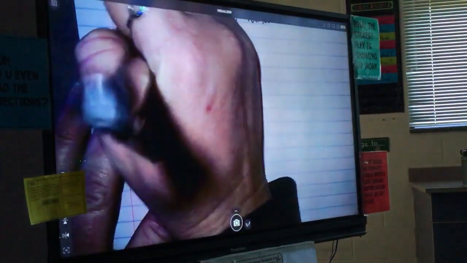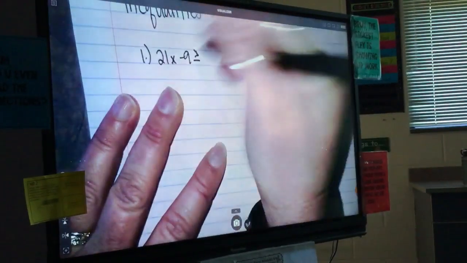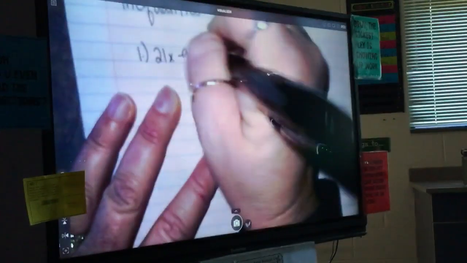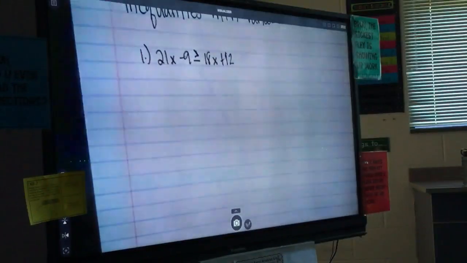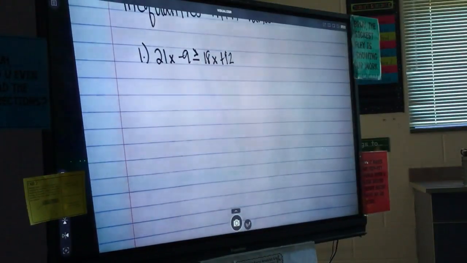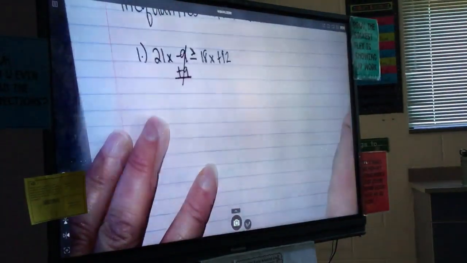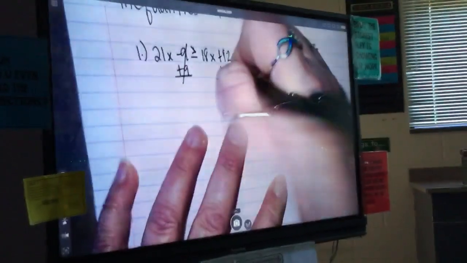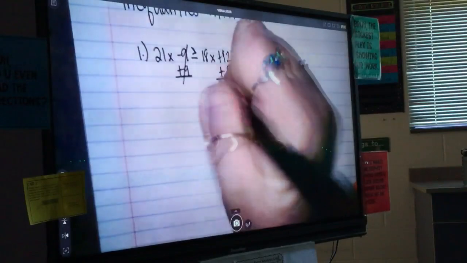Everybody, in your notebook, put this paper to the side. So number 1 is 21x minus 9, which is greater than or equal to 18x plus 12. We said our first step was to what? Add 9. So I'm going to add 9 here, and I'm going to cancel this. Then I'm going to add 9 here. 12 plus 9 gives me what? 21. So I'm going to bring everything else down.